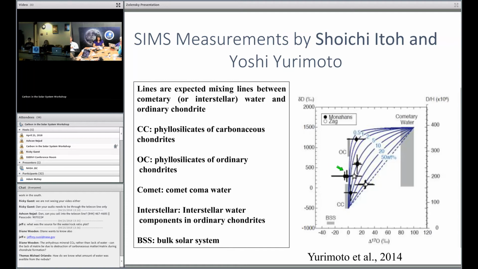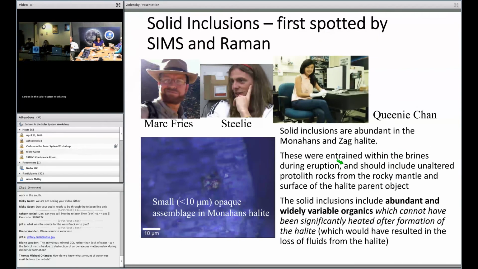It's really hard to do this, but the reason I'm talking about it is because in the course of their analyses, they recognized that there were small solid inclusions in the halite in addition to the aqueous fluid inclusions. This was also found by Mark Fries and Steele at the same time, using Raman. And so we embarked on a study of these inclusions in the halite. Here's one shown here. Mark found that most of these were, in fact, organic-dominated or totally organic grains. A small part of the story is digging out these little guys and analyzing them one at a time, which takes a really long time to see what they are.